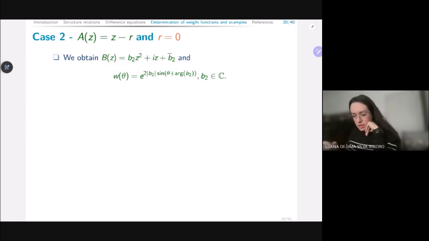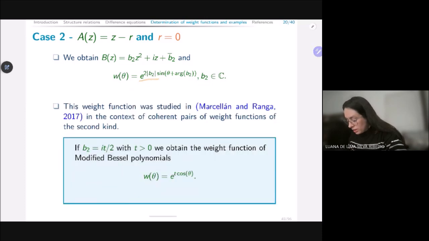Then when we integrate and do all the steps that I made before for the polynomial of degree 0, we find this wave function. This wave function appears in Marcellán and Sri Ranga in the context of Laurent pairs of wave functions of second kind. And notice when we take B2 here, the parameter that is a complex parameter like this, we actually obtain the wave functions associated to the modified Bessel polynomials that I mentioned. That was the motivation in the beginning. So the Verblunsky coefficients of the modified Bessel polynomials satisfy the discrete Painlevé of type 2.